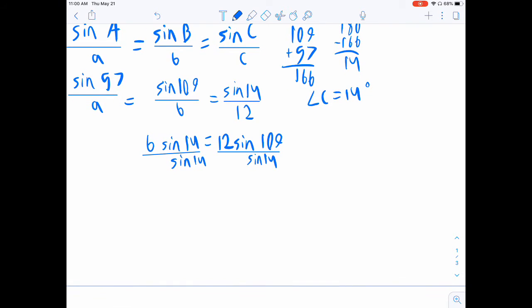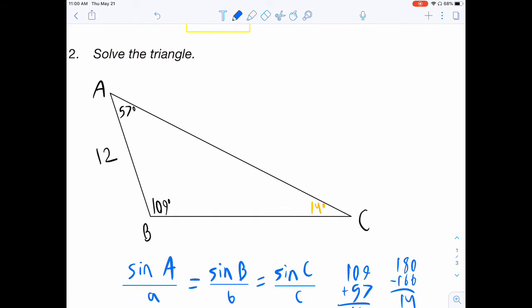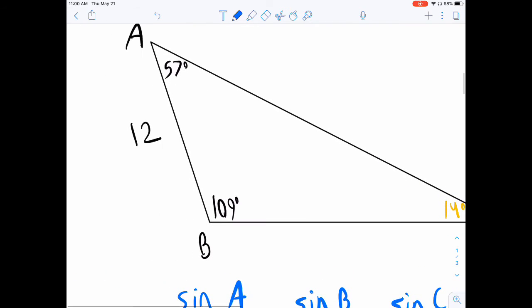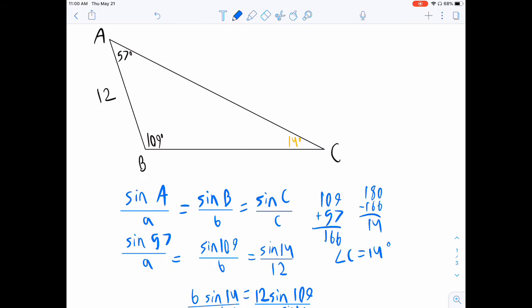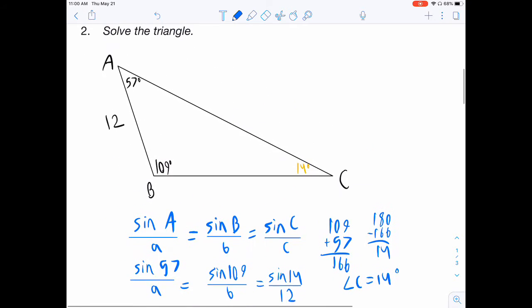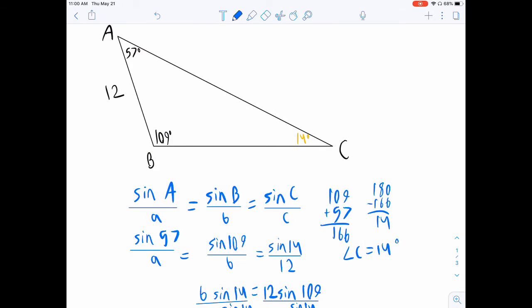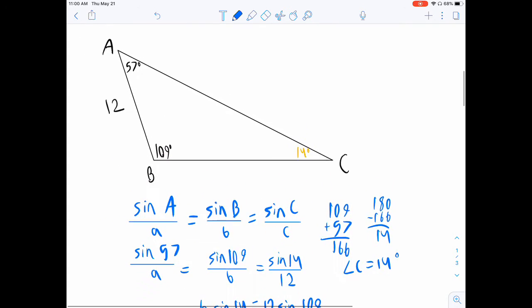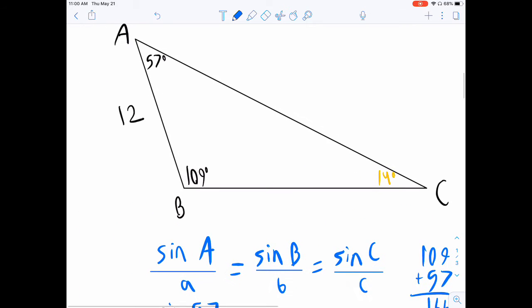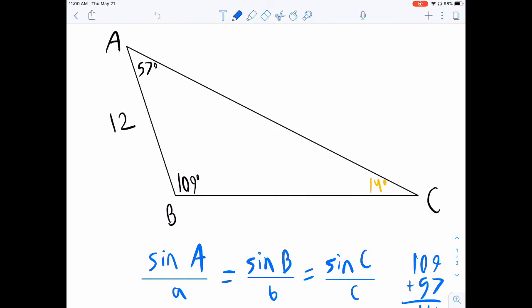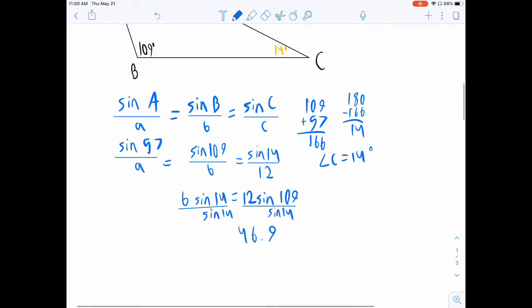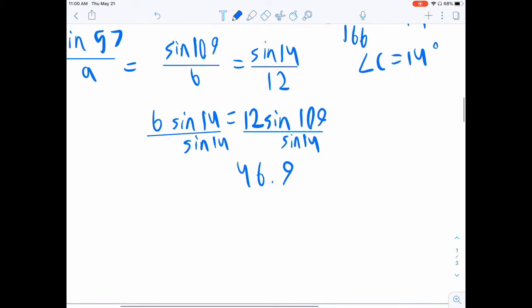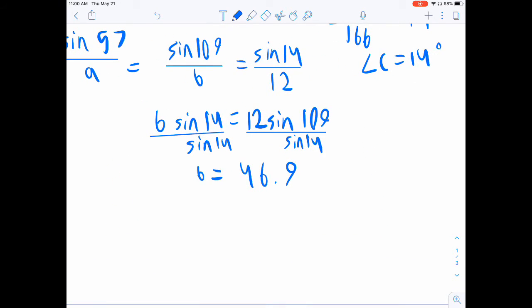So we get 46.9 to be side B. Now that might look a little long, but keep in mind that this angle is 14 going to side 12, and since angle 109 is much bigger than angle C, angle B is bigger than angle C. So since angle C goes to this side, side B should be much larger than side C. So that's why this is 46.9.